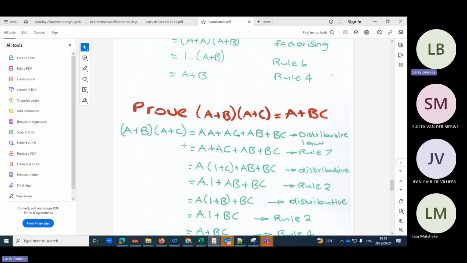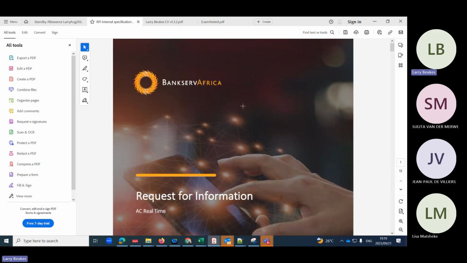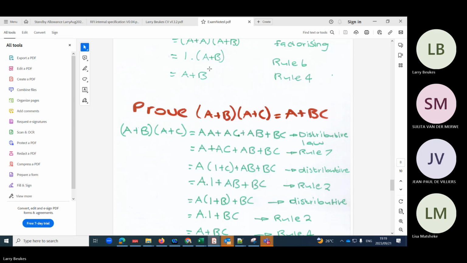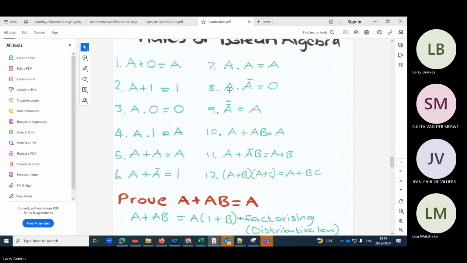Then you take the middle ones and multiply them together. So here it was A and C, then A and B, and then BC. We call it distributive law, right? We multiplied out the brackets. Then we know A and A is A according to our laws.